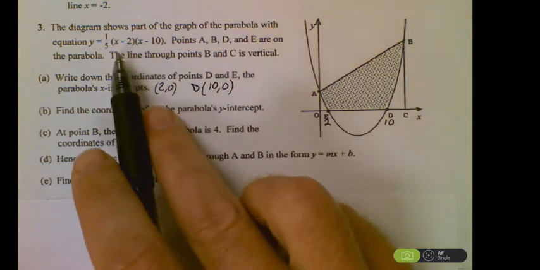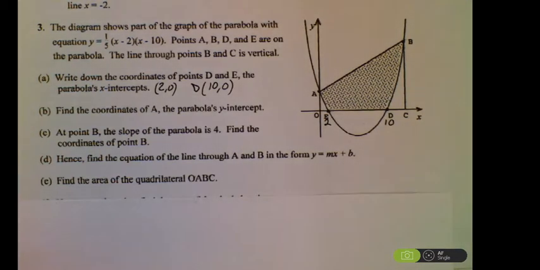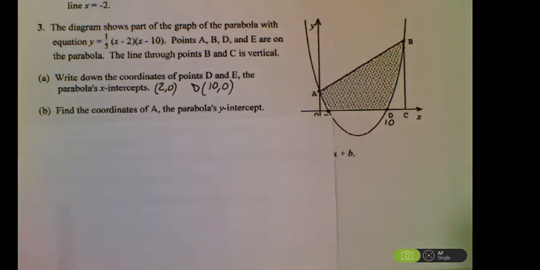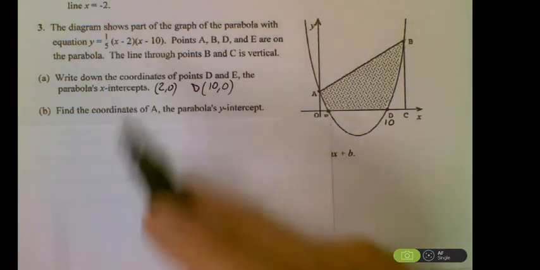If this were not already in factored form, then remember you would just be solving a quadratic, and one way to do that is to put it into factored form and solve it, or you could use the quadratic formula. But anyway, moving on: find the coordinates of A, which is the parabola's y-intercept. Anytime you want a y-intercept, you plug in a 0 for x.